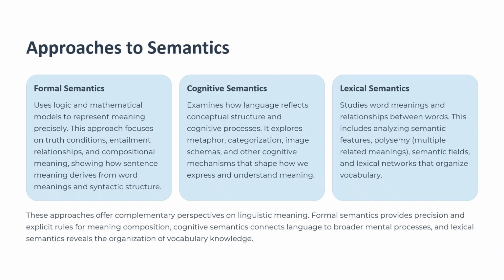Cognitive semantics examines how language reflects conceptual structures and cognitive processes. It explores metaphor, categorization, image schemas, and other cognitive mechanisms that shape how we express and understand meaning. Lexical semantics studies word meanings and relationships between words. This includes analyzing semantic features, polysemy (multiple related meanings), semantic fields, and lexical networks that organize vocabulary.